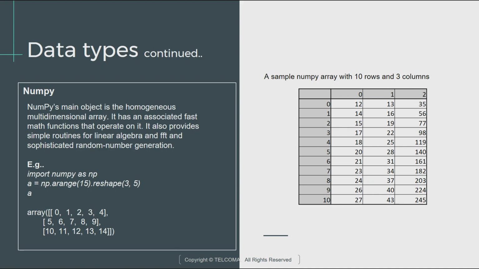So let's explore NumPy. NumPy is a Python-based package whose main object is the homogeneous multidimensional array. It also provides us with a vast collection of functions that help us with linear algebra, fast Fourier transform, and trigonometry. It also has a very sophisticated random number generation module.